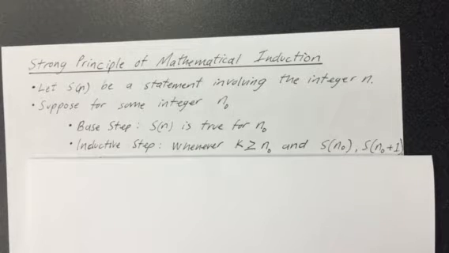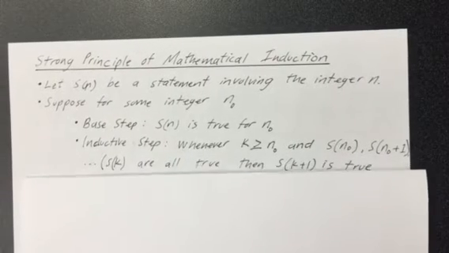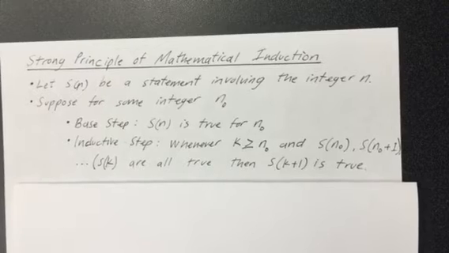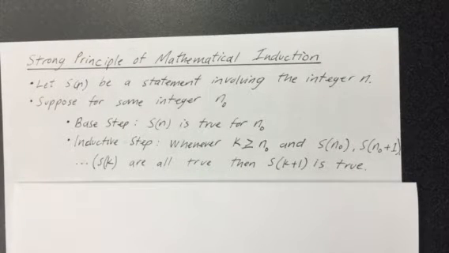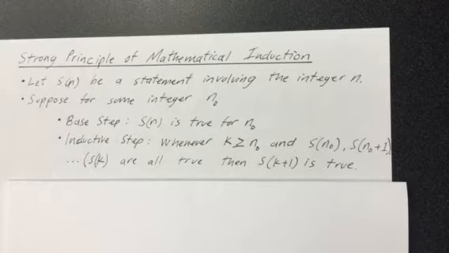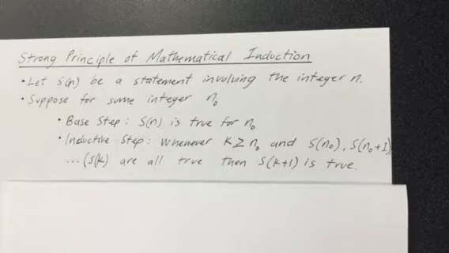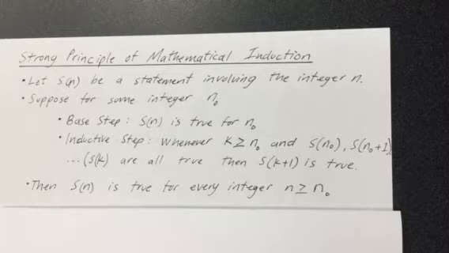And after we've shown that n naught is true for S of n, we're going to move on to our inductive step. The inductive step says that whenever k is greater than or equal to n naught, and k is an arbitrary element in the natural numbers, and S of n naught and S of n naught plus 1, all the way up to S of k are all true, then S of k plus 1 is true. And that's what we're trying to prove, that S of k plus 1 is true. And then we can say that by mathematical induction, S of n is true for every integer n that's greater than or equal to n naught.